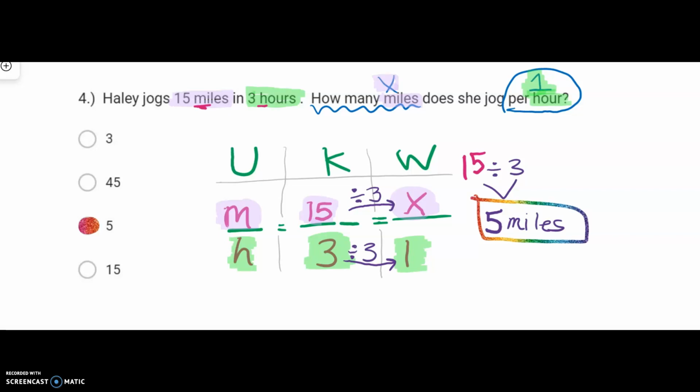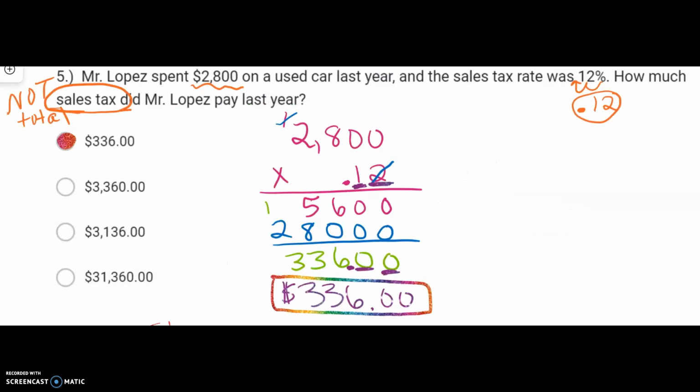All right, let's check number 5. Number 5 says Mr. Lopez spent $2,800 on a used car last year, and the sales tax rate was 12%. How much sales tax did Mr. Lopez pay last year? So if you notice, by the words sales tax, I put not total, which is something you should be doing as well when you work these out. You should be noting if it's the total or not. What are we actually trying to find here? Well, in this case, it's not the total, it's just the tax.